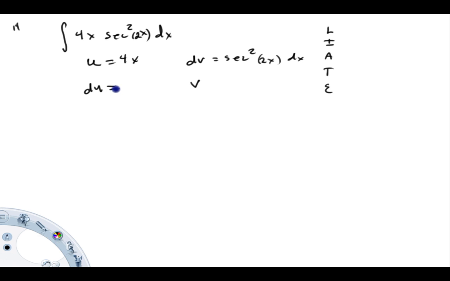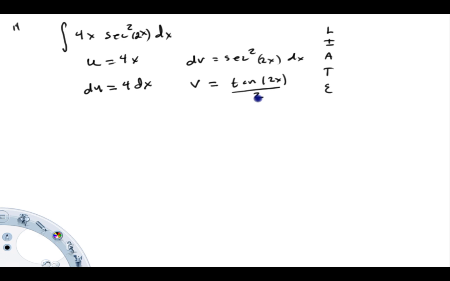Next, we're going to calculate du. If u is equal to 4x, then du/dx would equal 4, and therefore du is equal to 4 dx. Integration of the next term: the derivative of tangent is secant squared, so the antiderivative of secant squared dx is tangent. Now, this is going to be tangent of 2x, and I believe we're going to need a 2 down here because of the chain rule.